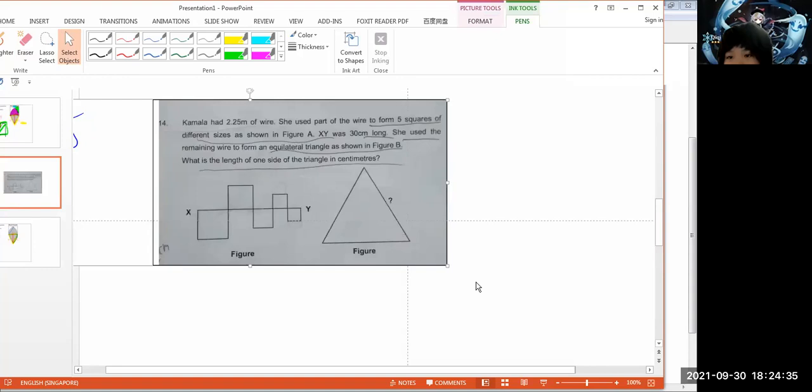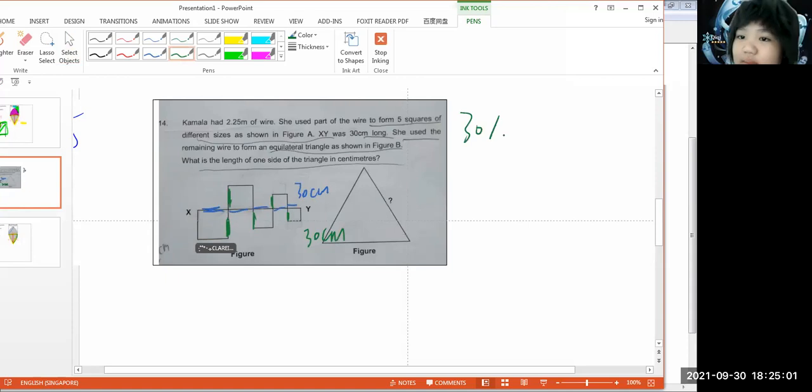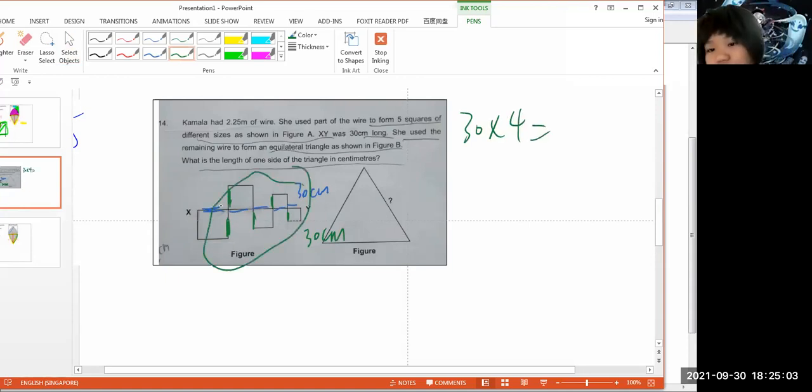Okay. So I'm going to deconstruct this. So if this is 30 cm, this will be 30 cm as well. And then the other side will also be 30 cm, and the other side will also be 30 cm. Correct. So basically you have 30 times 4 for the entire length, which is 120 cm. Now she used the remaining wire to form an equilateral triangle.